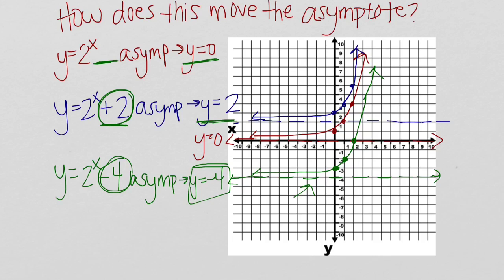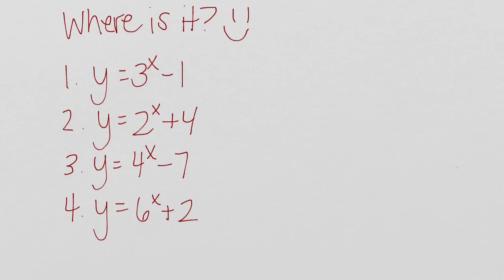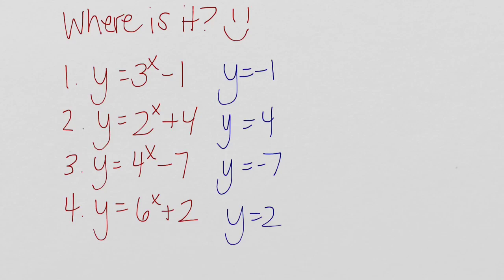Alright, so the asymptote is the easiest thing to follow. So let's just practice. Where is it at? So pause real quick, see if you can find the asymptote of each of these, and then unpause it and check your answers. Alright, there they are. So y equals negative 1, there it is. Y equals 4, there it is. Negative 7 and 2. It's that back number, whatever you're adding or subtracting.